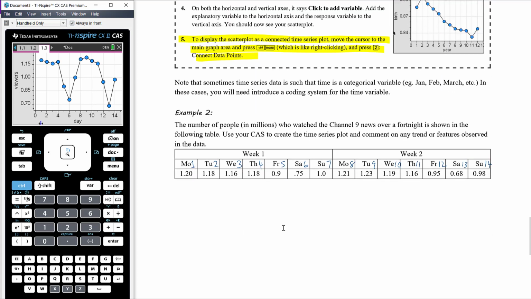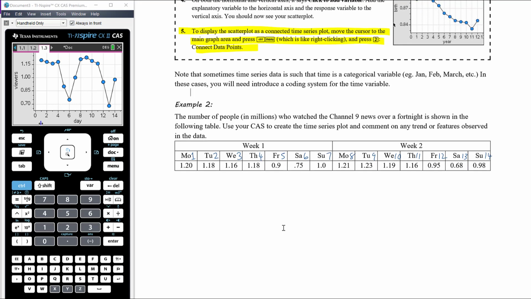So, example 2, we've got the data here. Use our CAS to create the time series plot and comment on any trend or features observed in the data. Okay, it's pretty hard to observe any trend. If we have a look at the start of the week, in the second week the numbers are slightly higher at the start of the week, but then the trough is lower in the second week than it is in the first week. I would say without more data, only 2 weeks of data is quite hard to identify trends, and it can be quite hard to identify whether or not you actually have a pattern, given you're only seeing the pattern repeat twice.